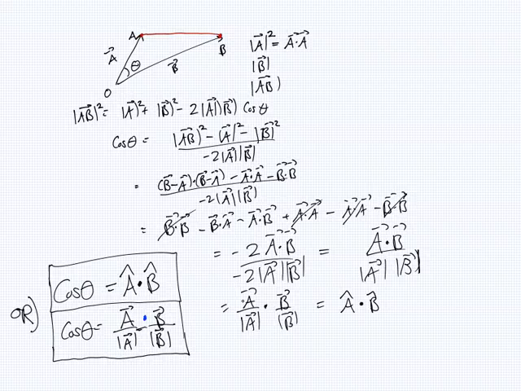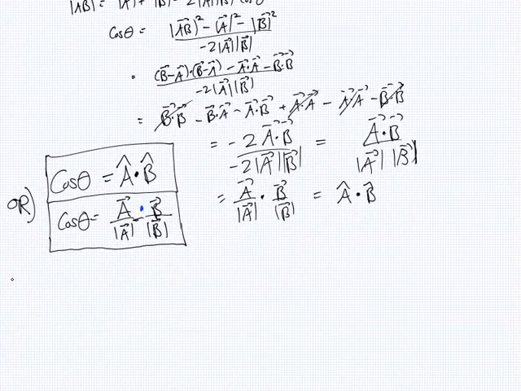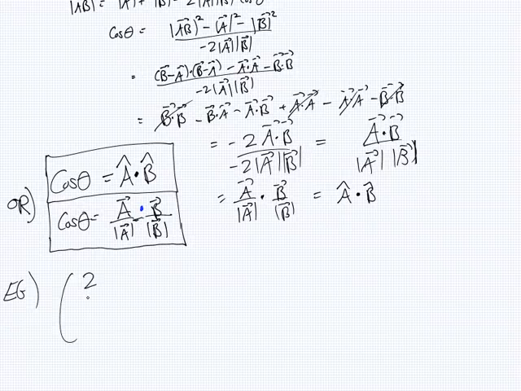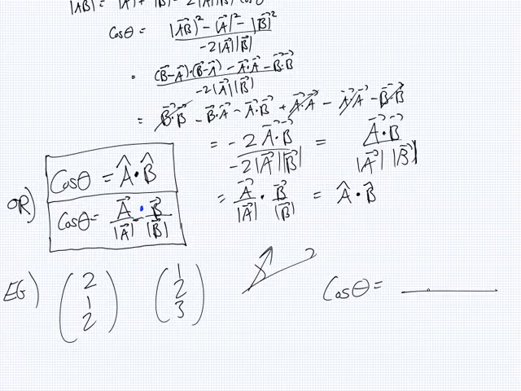Scrolling down. Example. Here is the vector 2, 1, 2. And here is the vector 1, 2, 3. Let's get the angle between these vectors. So using my rule, what is A dot B here on the top? 2 plus 2 plus 6.